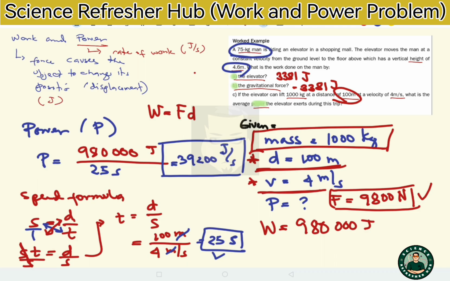Okay, that's 39,200 joules per second, or we can write it as 39,200 watts, the unit of power. Joules per second can also be written as watt, or the symbol will be W. Don't confuse it with work.